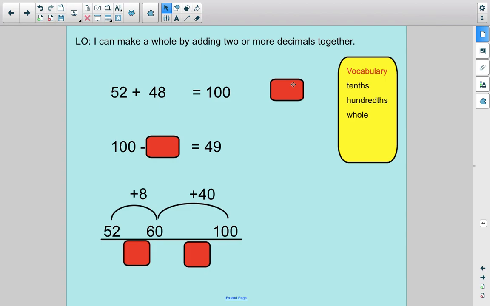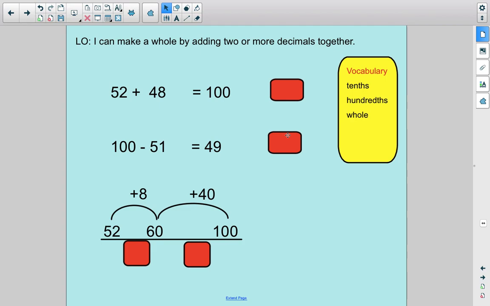Take a minute to have a go at the next one. If I've got 100 and I subtract something from 100, I'm left with 49. What could that missing number be? Have a think. Let's see if you got it right. 100 subtract 51 would leave me with 49. And 49 add 51 would give me 100.